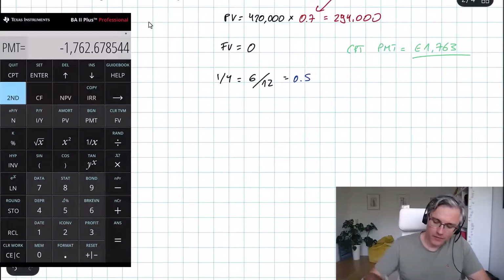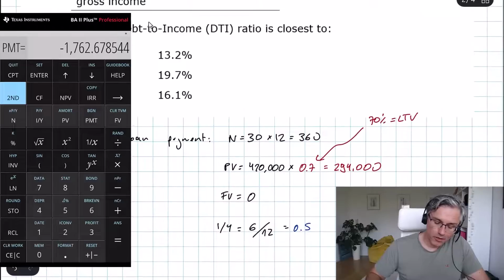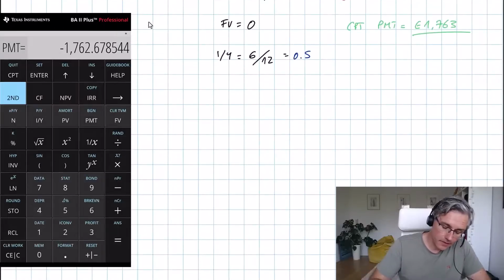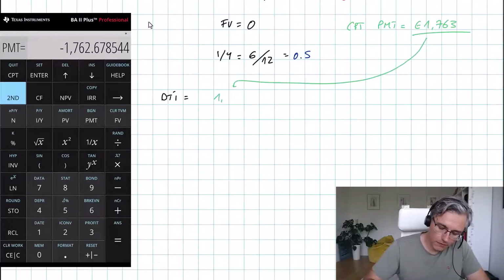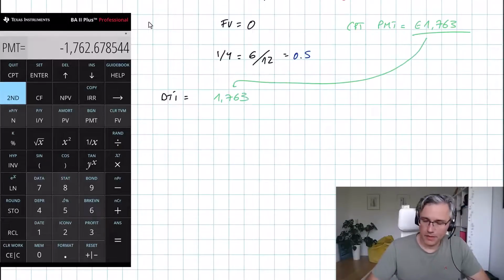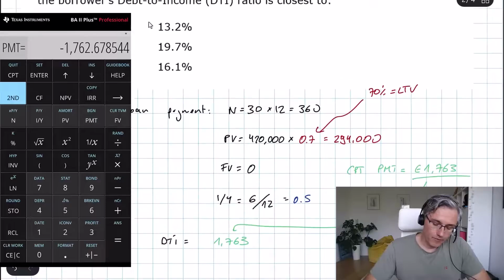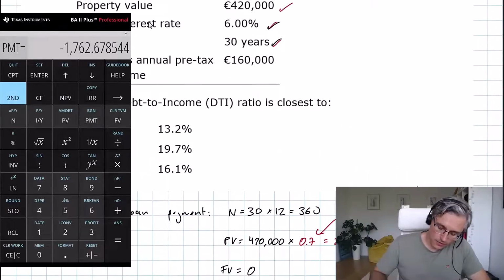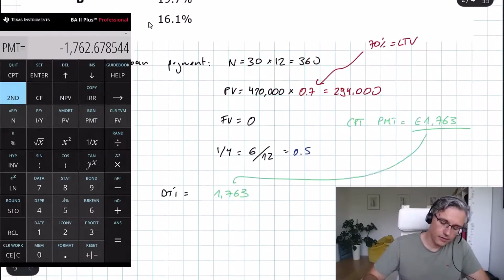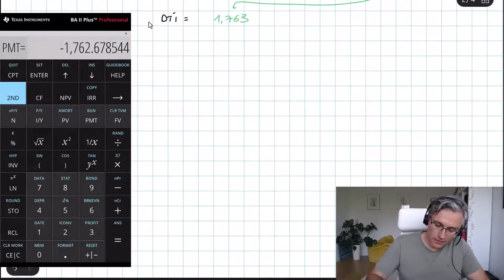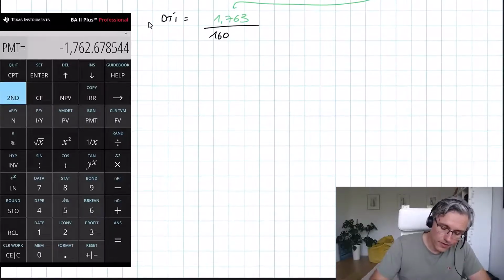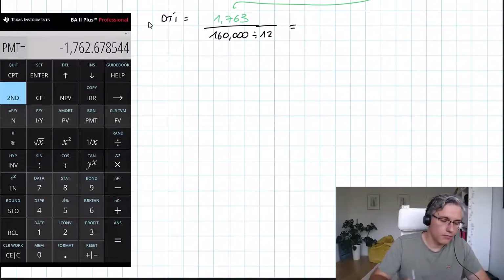And now I'm going to turn this into a DTI. So DTI is the relationship of this, the monthly payment on the mortgage loan, divided by the borrower's pre-tax income. This is annual, so we need to still divide that by 12. 160,000 divided by 12. Let's see what we get.